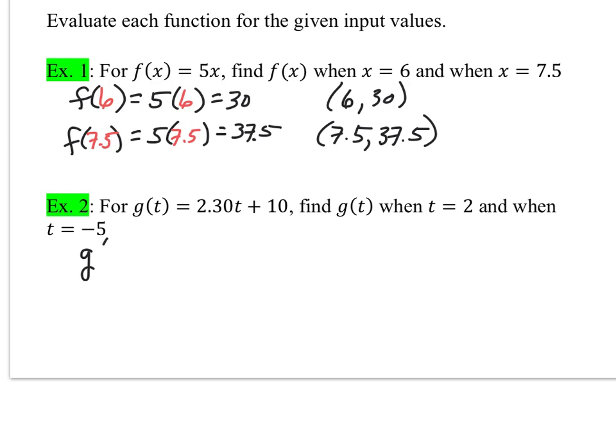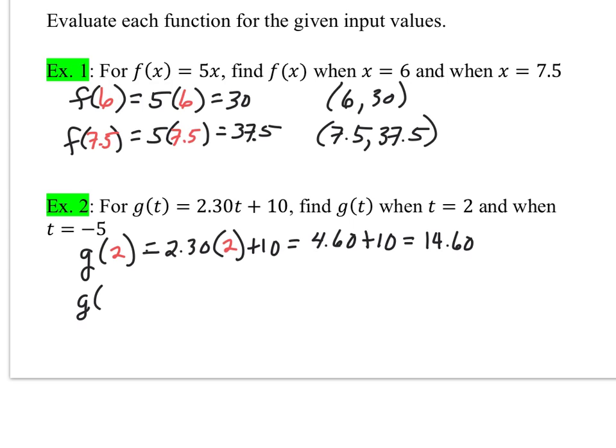Alright, so the first one you did g of 2, we're letting t be 2, and the rule is 2.3 times t, so our t is 2, and then plus 10. So 2.3 times 2 is 4.6 plus 10 gives us 14.6.